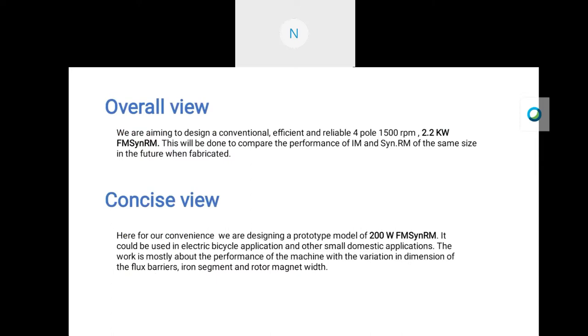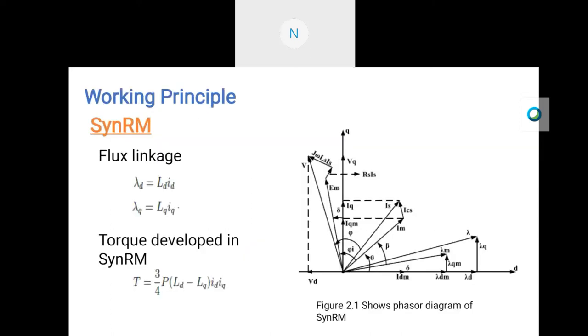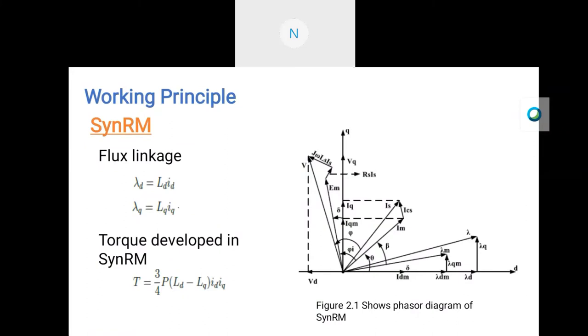So in the next slide, I'm going to tell about the working principle of how these ferrite magnets work in this way, and how they assist in the performance of the motor. Now coming to the synchronous reluctance motor, the working principle of the synchronous reluctance motor is in the next slide, sir.